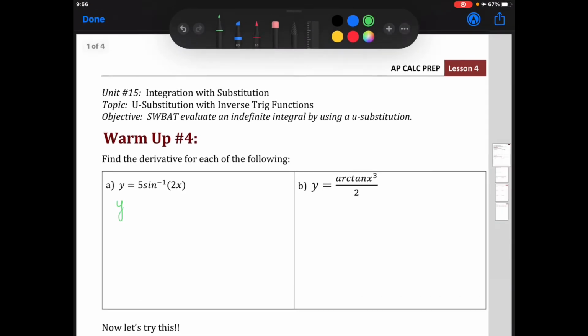So y prime would be the derivative of arcsine of 2x. The coefficient stays, it's 1 over the square root of 1 minus whatever is inside squared, times the derivative of the inside, which is just 2. I can clean this up a little. This can be 2 over the square root of 1 minus 4x squared.